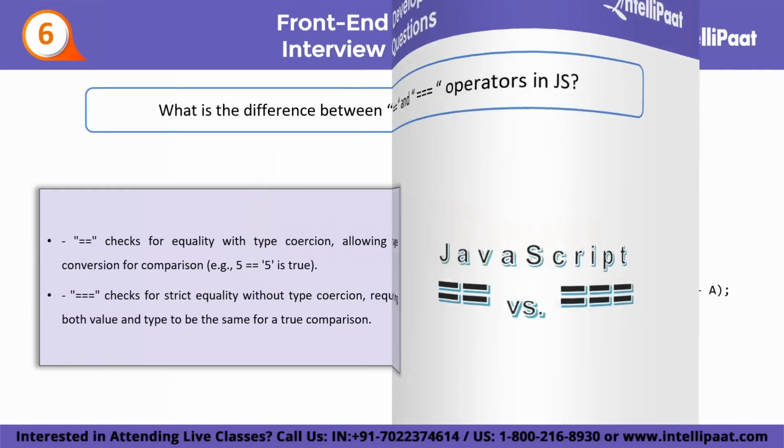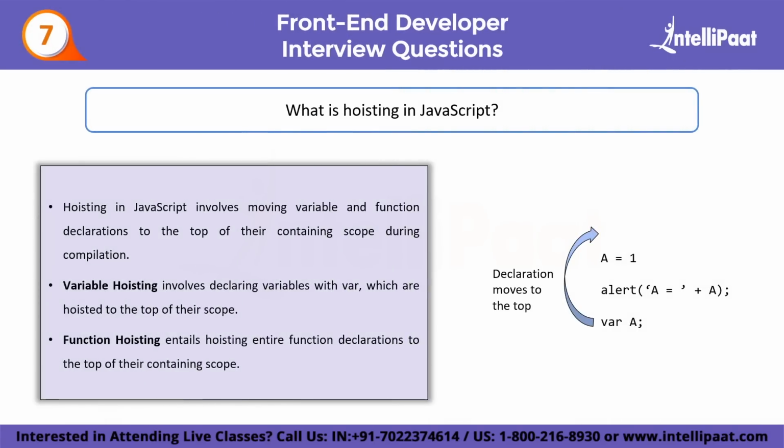Moving on to our next question. What is hoisting in JavaScript? The answer to this question is, hoisting is a JavaScript behavior in which variable and function declarations are moved to the top of their contained scope during the compilation step. This means that no matter where in the code you define a variable or a function, they are handled as if they were declared at the top of their enclosing function or the global scope.